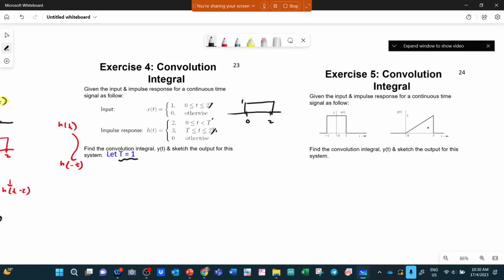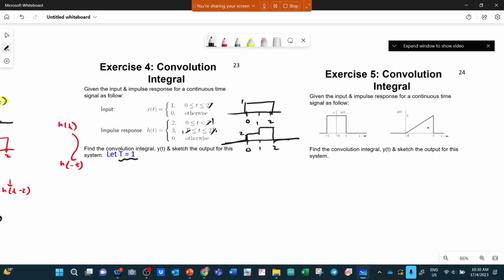Another signal has several amplitudes in the signal. So from 0 to 1 is 2. Another signal is that between 1 to 2 is 3. Okay, last one is 0 for the rest of the signal.